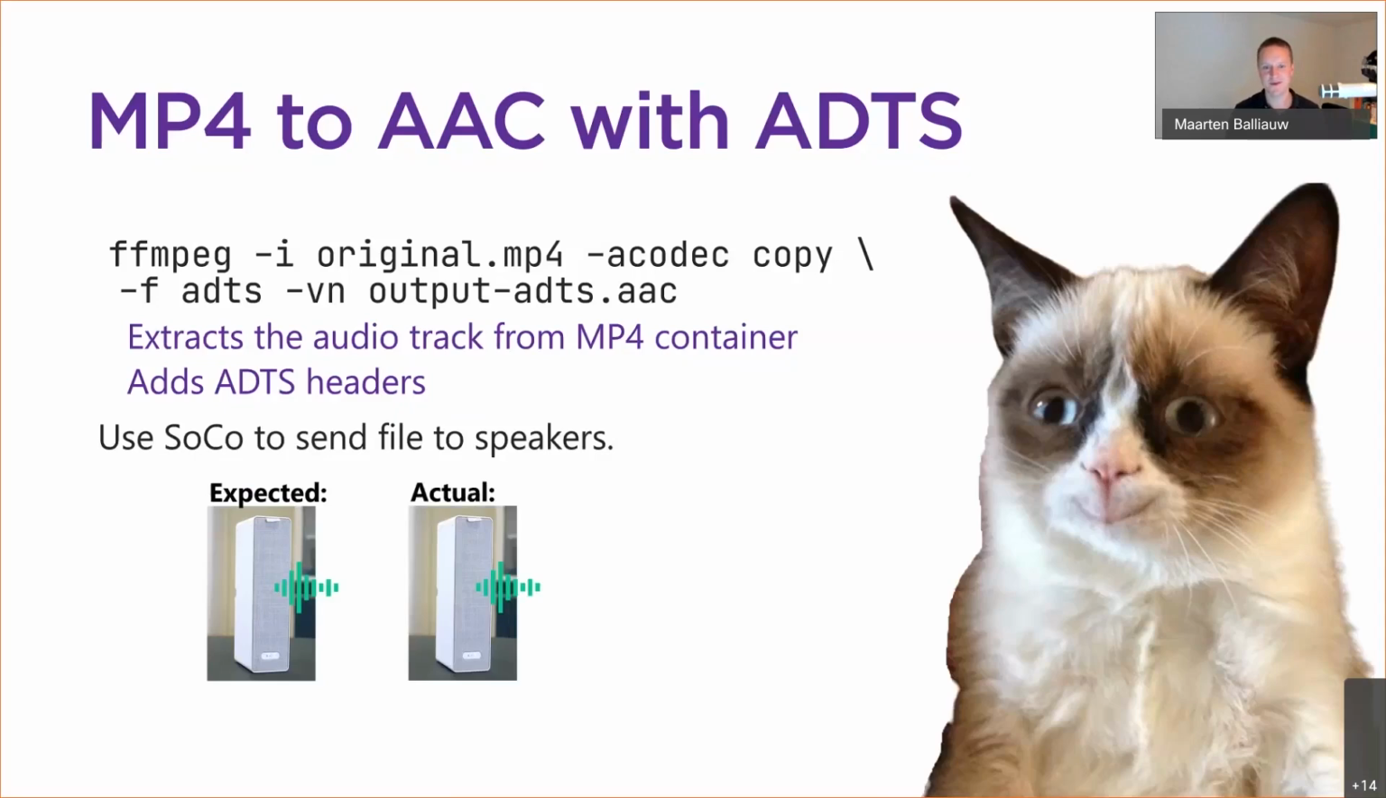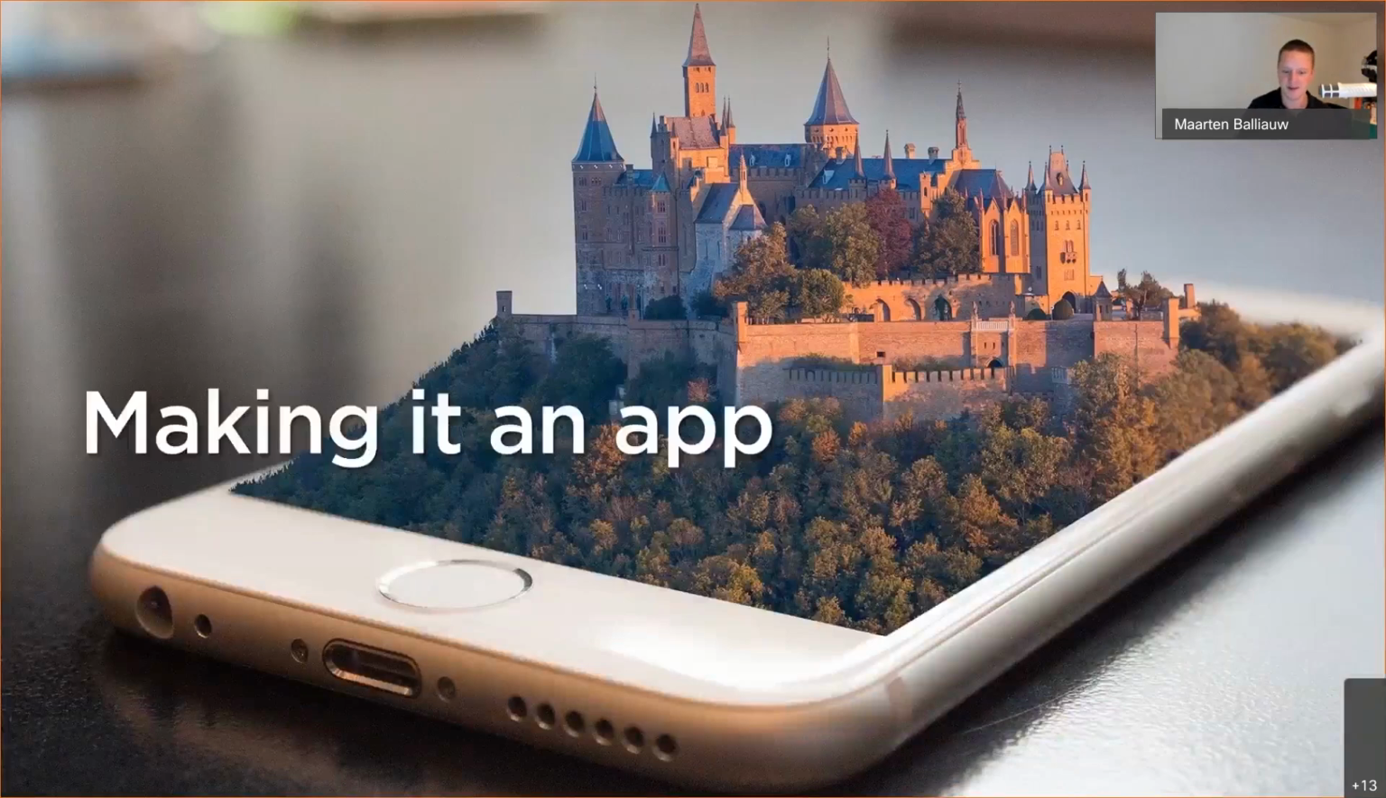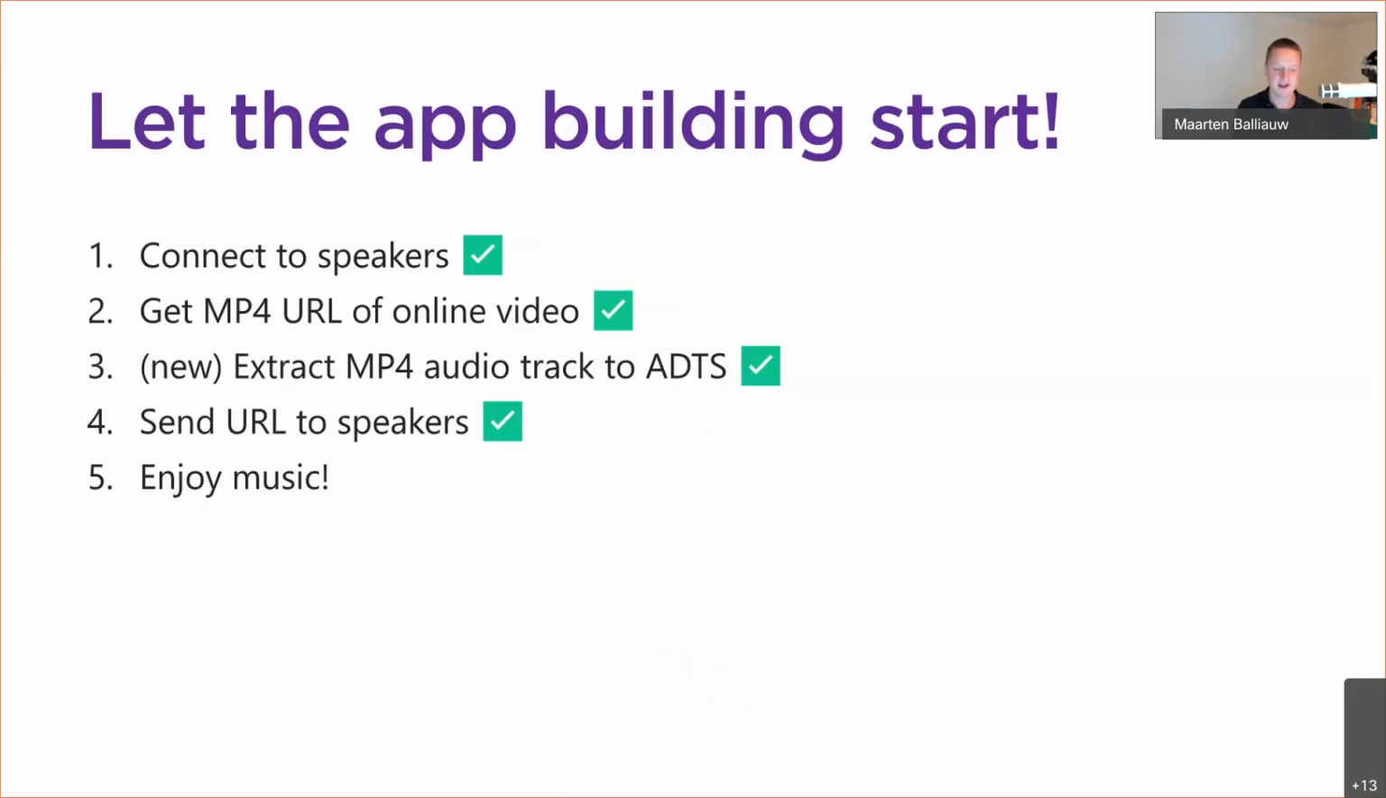Next thing that I would have to do was think about making it an app. Because I, of course, did not want to run FFmpeg, extract everything on my PC, and then send it off to my speakers using a Python library. That would never work. So I wanted to make it an application. To start building an application, I would have to be able to connect to speakers, get the MP4 URL, extract the ADTS audio format. That was a new step there. Then send that URL to speakers. Sounds like something that an app might be able to do, right?